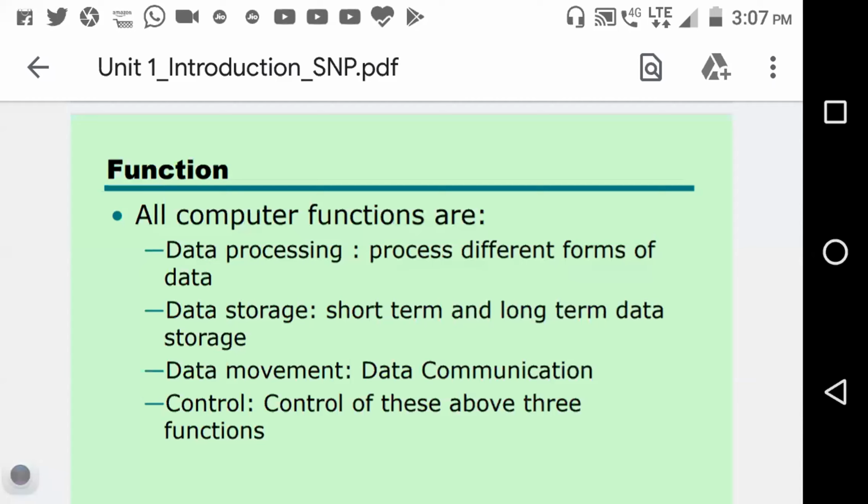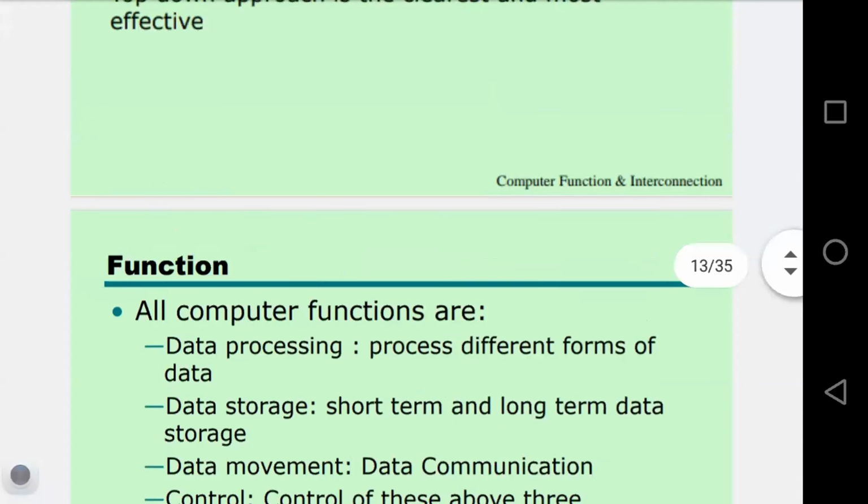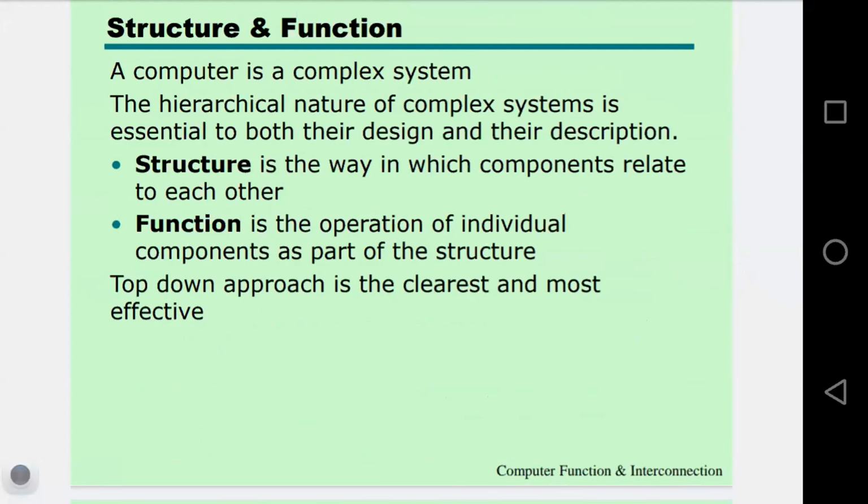The third thing is data movement. Data movement is required as you are submitting data from the input unit, it will be stored in the memory, and again after processing, it will be displayed. So data movement is there, and control of these above three different functions. All of these are functions. Function means the operation of an individual component.